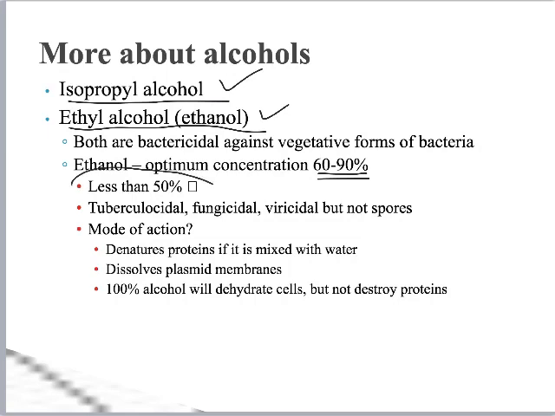If it's less than 50%, it doesn't work. It's not good. But it can kill the organism that causes tuberculosis. It can kill fungi. It can kill viruses or denature viruses, inactivate viruses, but doesn't usually kill spores. What it does is it denatures the proteins, it dissolves plasma membranes. At 100% it'll dry out the cells, but it's not on there long enough to destroy the proteins.